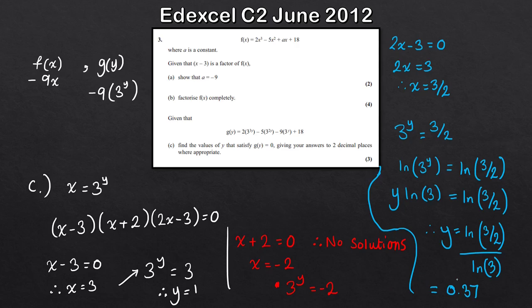Okay. So our 2 solutions, I should say, is y equals 0.37, y equals 1, and then we couldn't get any solutions for this one here. Okay. So that gives our solution there to question 3.